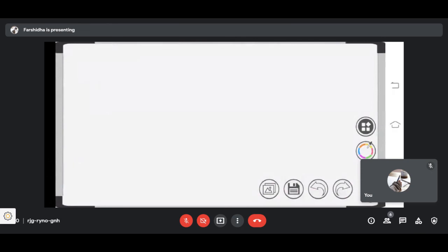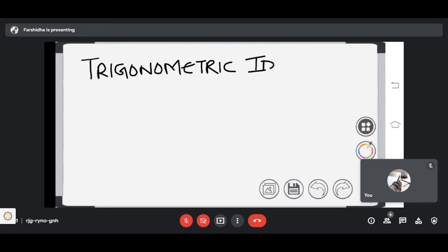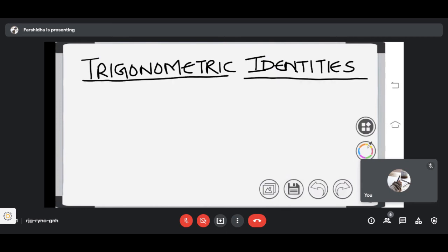So we have completed exercise 8.3. Now we need to start with a new topic, that is the last part of the chapter, trigonometric identities. So copy down the three identities.